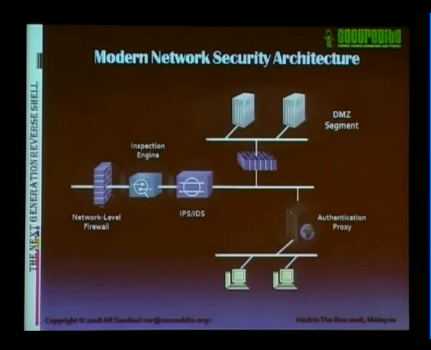So this diagram summarizes the modern network security architecture, the 5 components I just spoke about. You can see the network level firewall behind the inspection engine and the IPS or IDS. You can see the DMZ segment, which is isolated from both the internal and external network. You can see the authentication proxy, which is between all the users, all the clients within the corporate networks and the outside world.